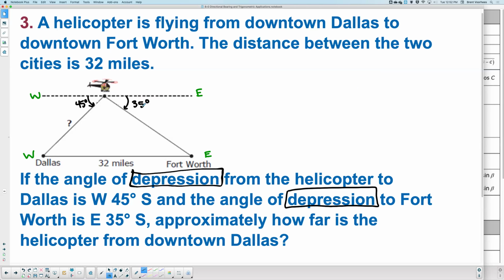Question. How far is the helicopter from downtown Dallas? Meaning, how far is this distance here where the question mark is? Well, let's solve this. First question I have for you. How many triangles do you see? One triangle. What does that mean if you see only one triangle? We'll only have to do one law of sines. Before I begin, I need to fill in some values on this triangle. I see this is 32. Do we know what the angle across from 32 miles is?